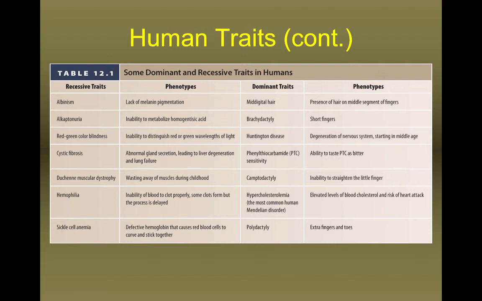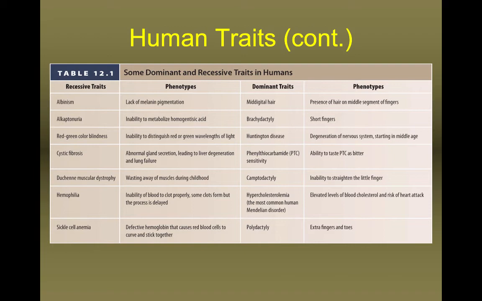And if you have two copies, maybe instead of having 11 fingers or 11 toes, you have 12 of each or whatever. On the other hand, recessive traits, you have to have both copies of the recessive trait to see the recessive phenotype. So albinism works that way.